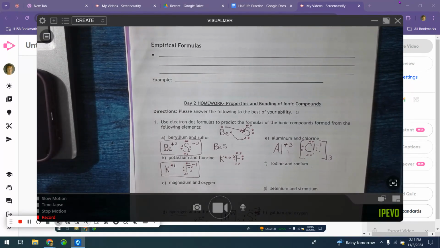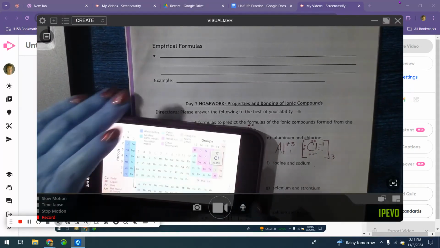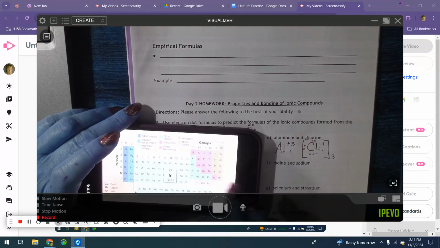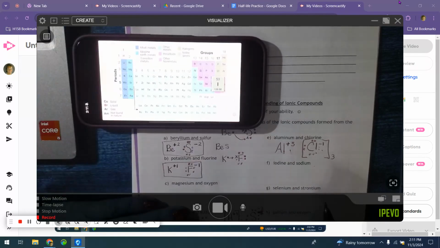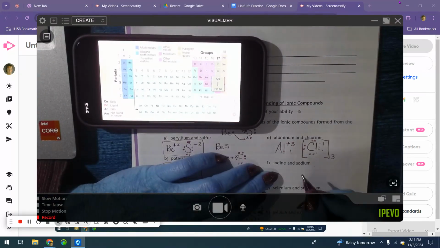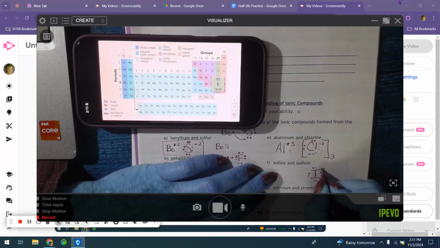Let's try that a couple more times, okay? So iodine in this case, iodine is in group 17, okay? So it's got 7 valence electrons. Notice that iodine is the nonmetal. So iodine is going to receive or take 1 electron, which is going to give it 8. It's in group 17, so it's going to form a -1 ion.